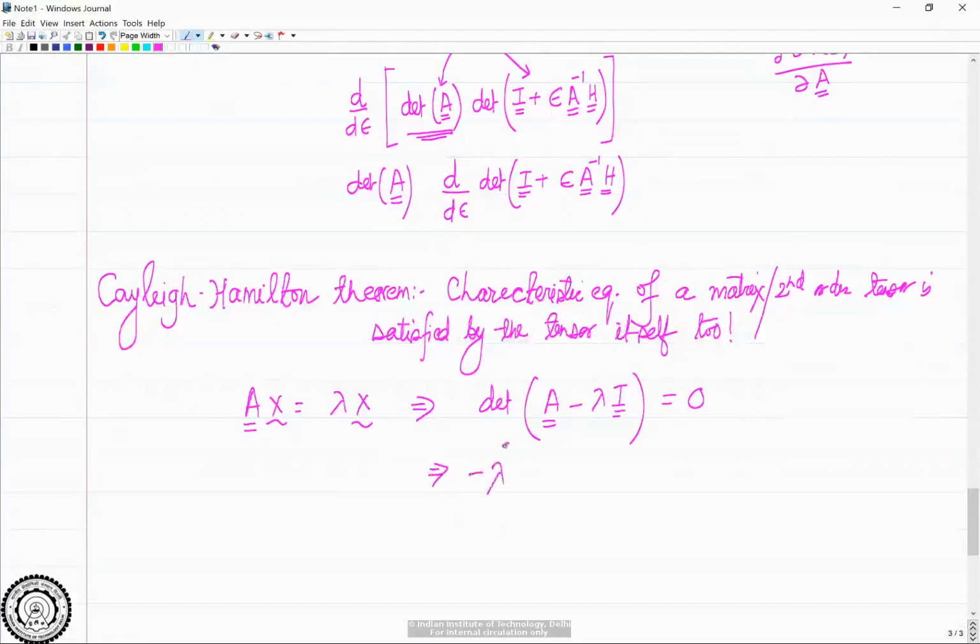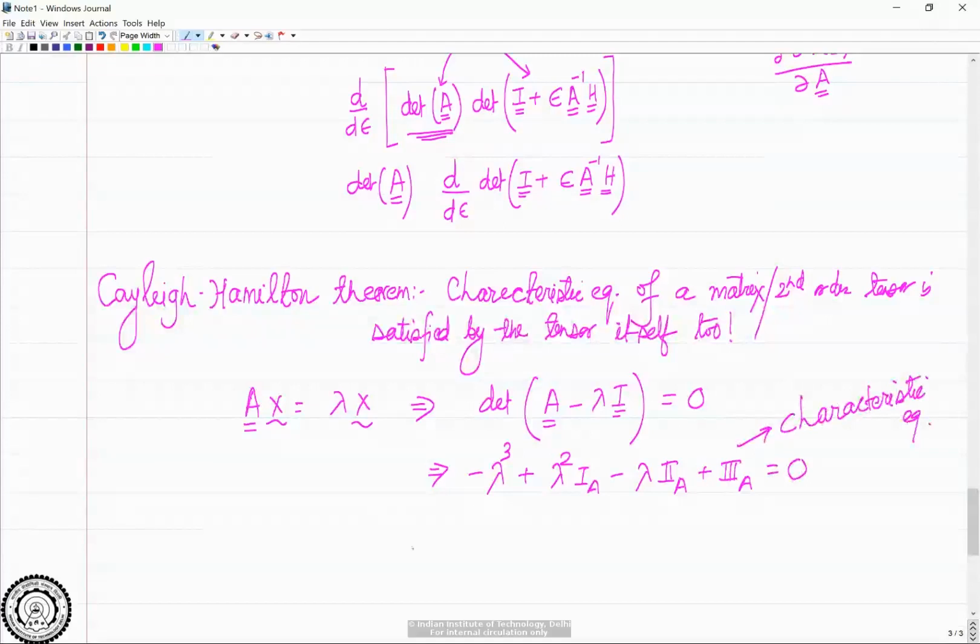which is minus lambda cube plus lambda square into IA, which is the trace of A, minus lambda into 2A plus the determinant of A, which is 3A. So these are the invariants, IA, 2A, 3A, and that's equal to 0. This is called the characteristic equation, solving which you get the eigenvalues. So that's the characteristic equation.